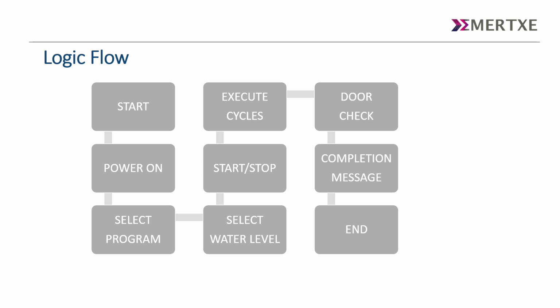Now this is the entire flow of our project. Initially we start, then we power on the washing machine, then we select the washing program, then we select the water level, and then we need to choose start or stop. After clicking start, the cycles like washing, rinse and spin are executed. While executing, it checks whether the door is open or closed. After completing, it shows the completion message, and that is the end. So this is the entire flow of the project.